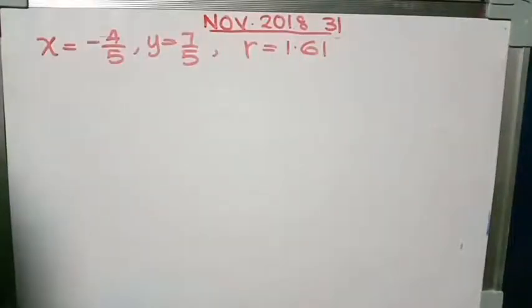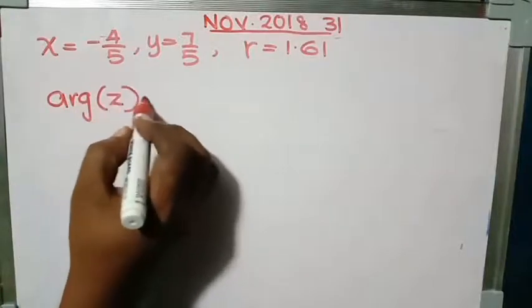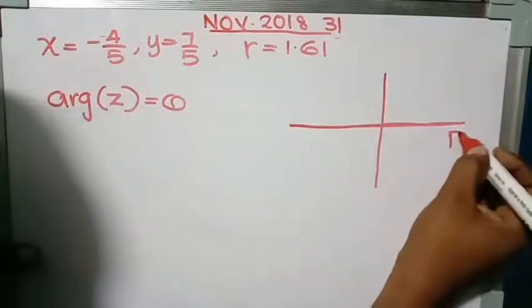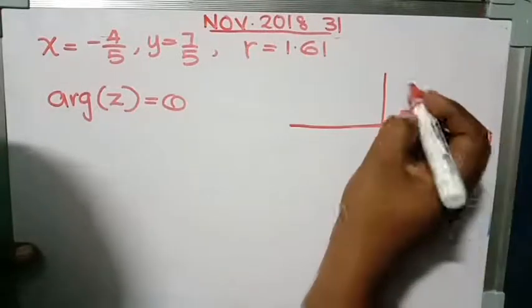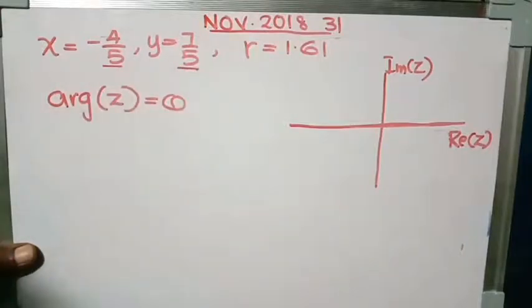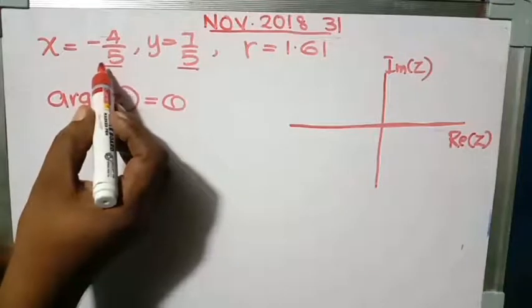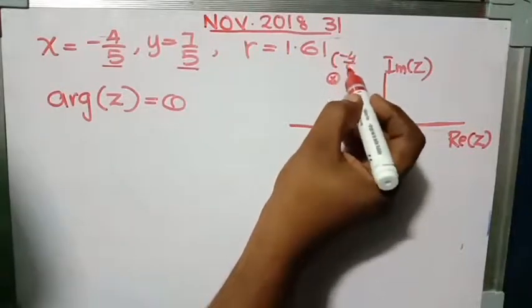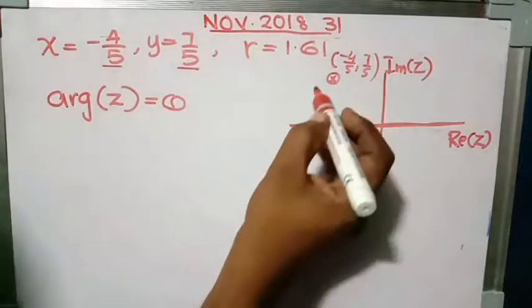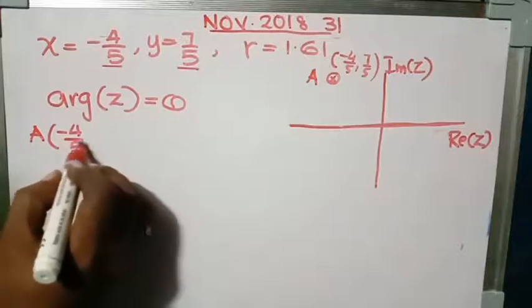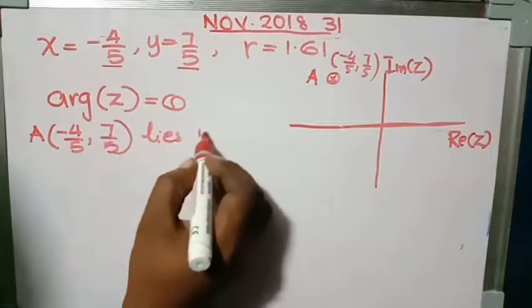Now let's find theta, which is the argument of z. To find the argument of z, which is equal to theta, let's make a rough Argand diagram, with real axis and imaginary axis, and the point minus 4 by 5 and 7 by 5. It lies in the second quadrant, as the x-axis value is negative and the y-axis value is positive. If we consider this point as A, the point A minus 4 by 5, 7 by 5 lies in quadrant 2.